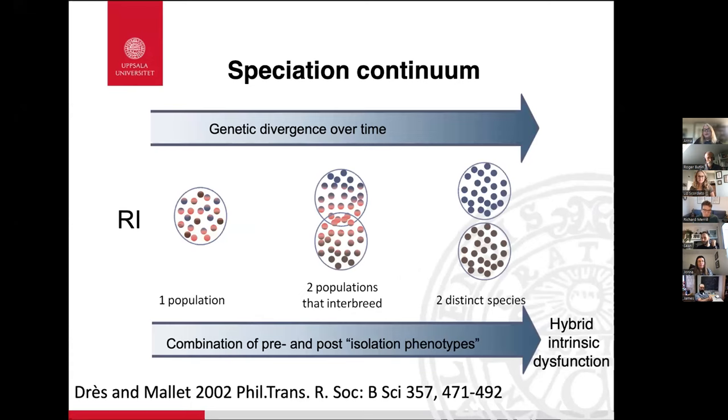We typically see speciation as a gradual process, and genetic changes occur in the two diverging populations over time. When this happens, there will be a combination of pre- and post-zygotic isolation phenotypes evolving, ensuring that these two populations can evolve in different directions, even at secondary contact. Hybrid dysfunction, in terms of severe genetic incompatibilities that cause hybrids to become sterile or even inviable, is thought to happen very late, when speciation is more or less completed.